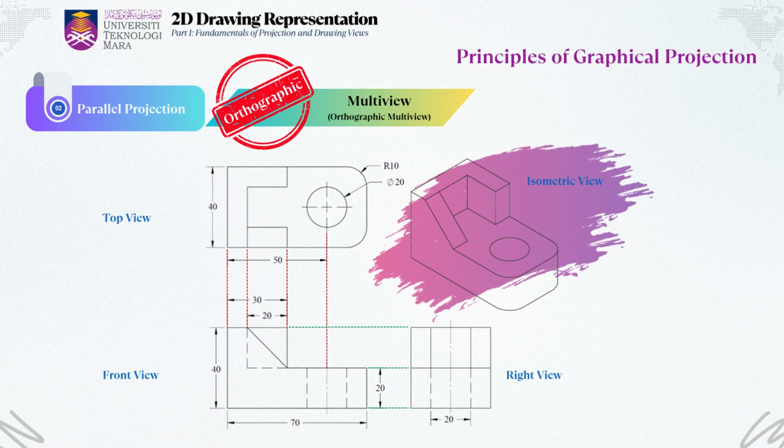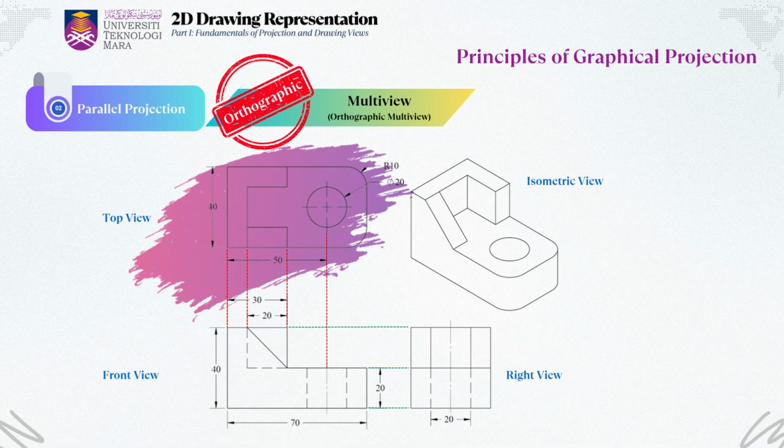The isometric view, placed at the top right, offers a pictorial representation of the object. Unlike the orthographic views, it shows height, width, and depth simultaneously, giving a more realistic and complete look at the shape. However, it's important to note that this view does not maintain true scale or exact angles. It's meant for visualization, not measurement.